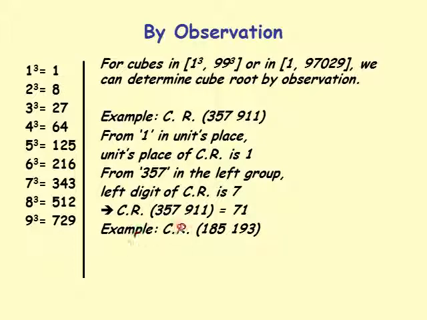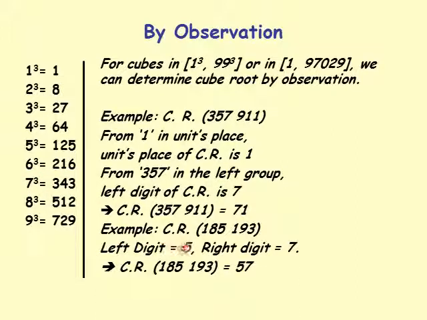Here's another example. Cube root of 185,193. From the 3 in the units place I get a 7 in the units place of the cube root. The left digit is 5, since 185 is between 125 and 216, that's 5 cubed and 6 cubed. So the right digit is 7, and 57 is the cube root. We use this table, and this is my result by observation: the cube root of 185,193 is 57.